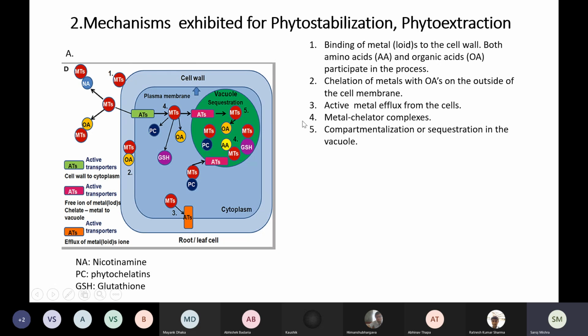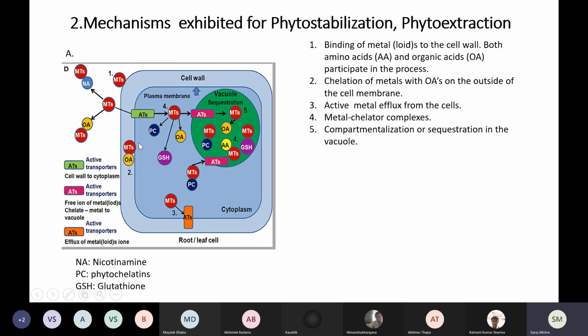Or the third thing that can happen is that we write here as active metal efflux. Efflux is to pump something out. Influx is if you want to take up metals inside the cell. So there are active metal effluxes which are operating within the plasma membrane, and that mechanism is shown here.